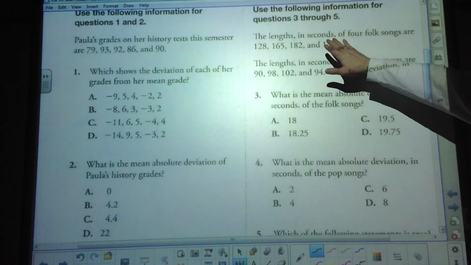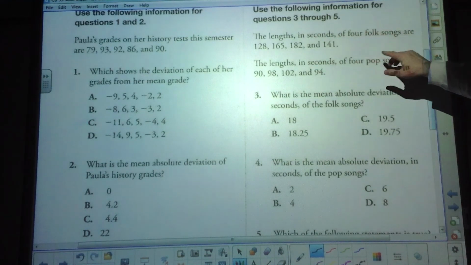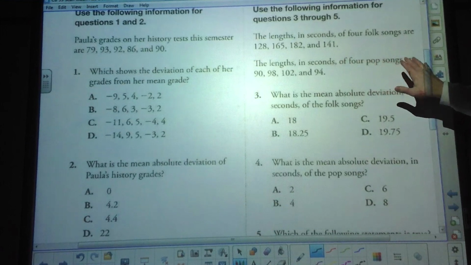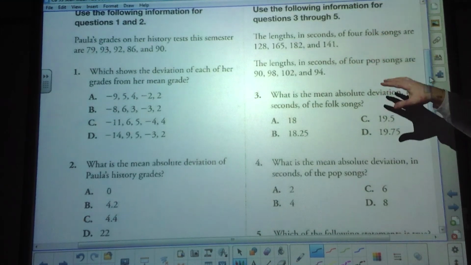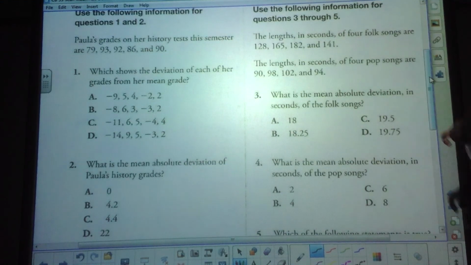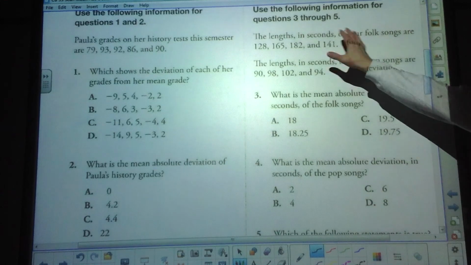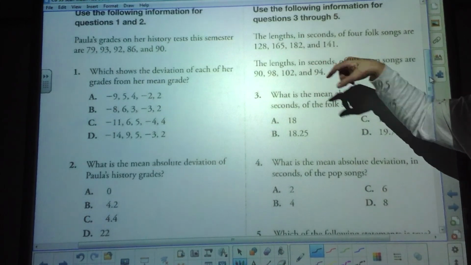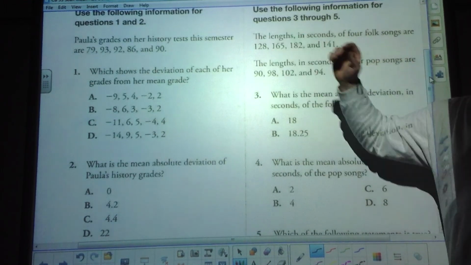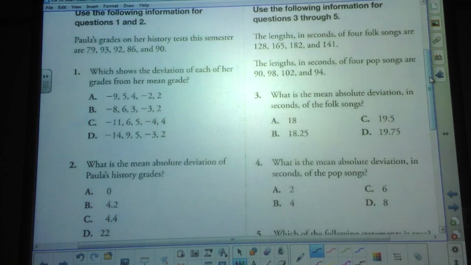The lengths in seconds of 4 folk songs are the data we have here, and then the lengths in seconds of 4 pop songs. What is the mean absolute deviation in seconds of the folk songs? Remember, what we would do here is simply add these up for the folk songs, divide by 5 to see what our mean is, and then find the difference between the mean and all these different numbers. Add those up and divide by 5.